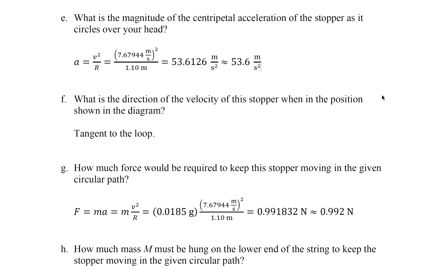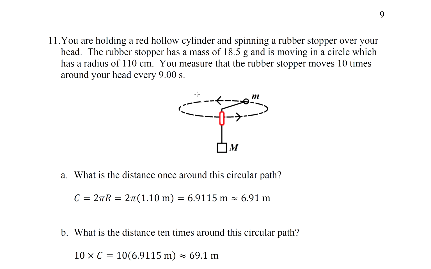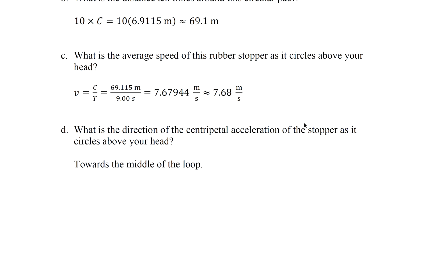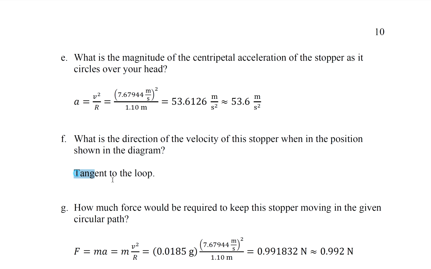Part F, what is the direction of the velocity of the stopper when in the position shown in the diagram? So the velocity is 90 degrees from the acceleration and sigma F. So it's tangent to the loop.